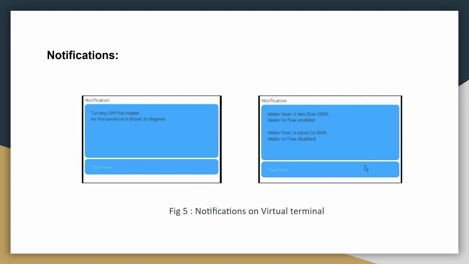Now the notifications on the Blynk application: when the temperature is more than 35 degrees Celsius, we turn off the heater control widget and display this on the terminal. And in the water tank part, when the water level is less than 2000, we don't let the outflow happen. We just enable the inflow of water. And also, if it becomes equal to 3000 liters, then the water inflow is disabled.